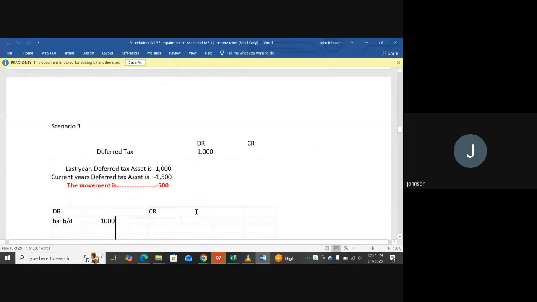So let's now try something different. Let's assume, okay, look at this one now. Here, for this year, we have a deferred tax asset.